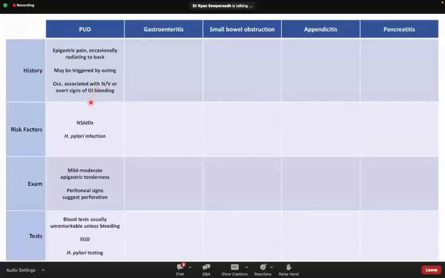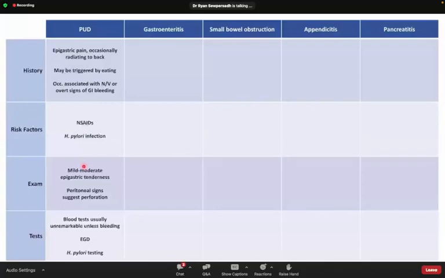There is occasionally associated nausea and vomiting and overt signs of a GI bleed, like melena, but they are usually absent. The risk factors include non-steroidal anti-inflammatory drugs. So the patient who has chronic pain and is taking all the Brufen and the naproxen and the mefenamic acid and all that stuff, right? And Helicobacter pylori infection, all right?